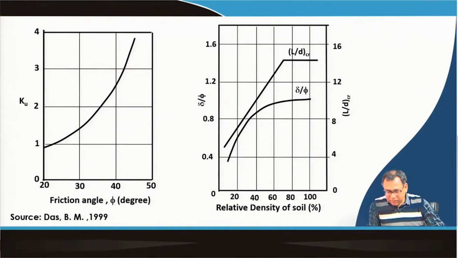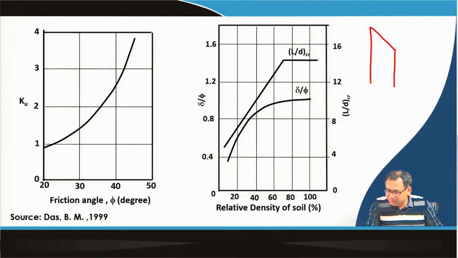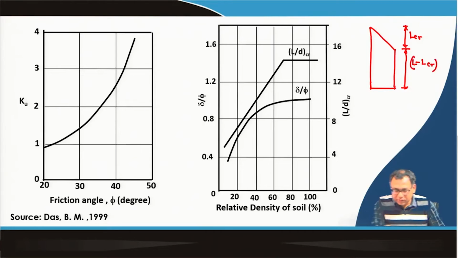Now, for the granular soil, how can we calculate this value? For the granular soil there will again be the critical depth we have to calculate. So, this is the critical depth, L critical, and this is L minus L critical. So, this is for the granular soil or sand. The initial was for the clay and this is for the sand.